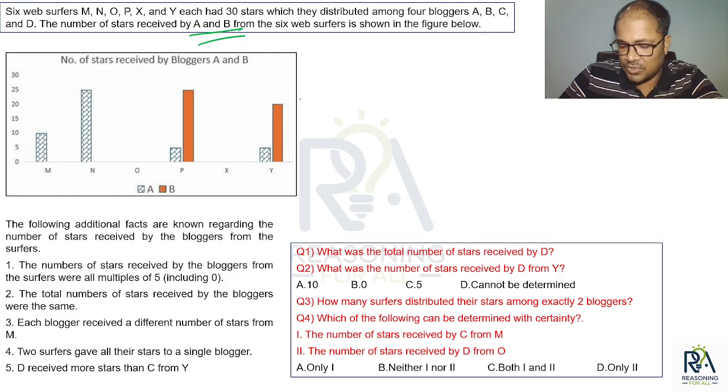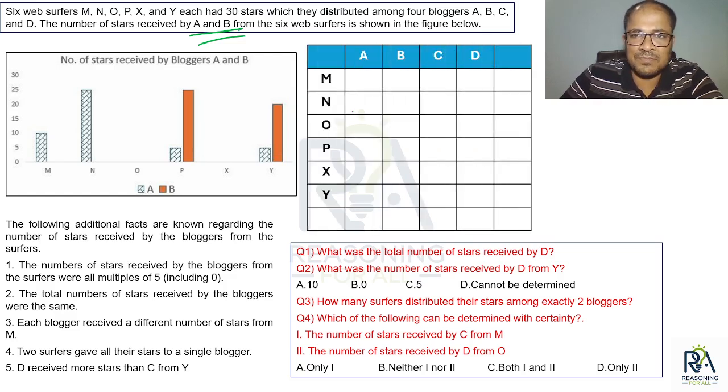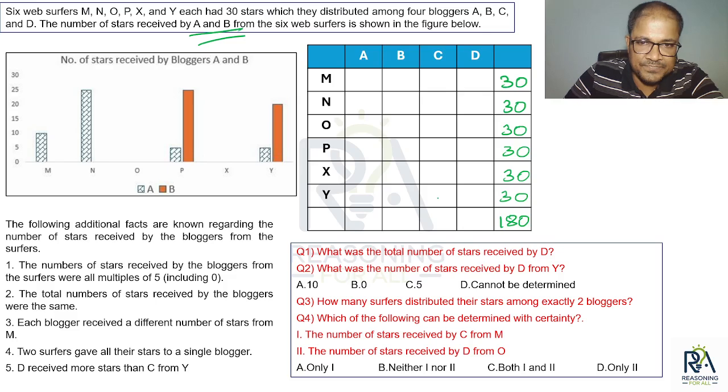So I think we will be making a table something like this. We know that each of the surfers has 30 stars. That means in total we have 180 stars. Before we take down the data from the graph, let's have a look at the conditions. It might be helpful while taking down the data from the graph.